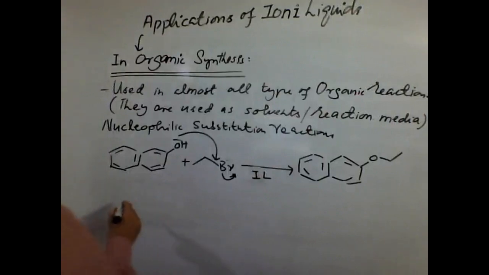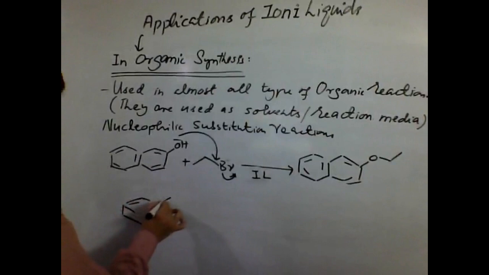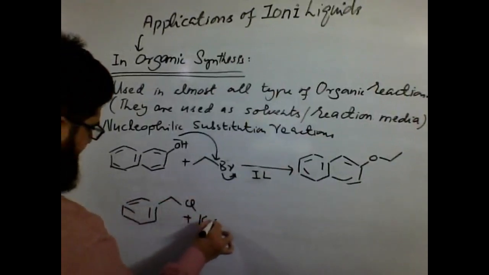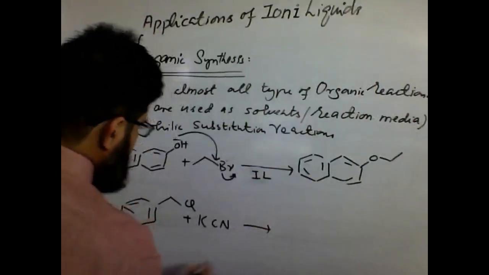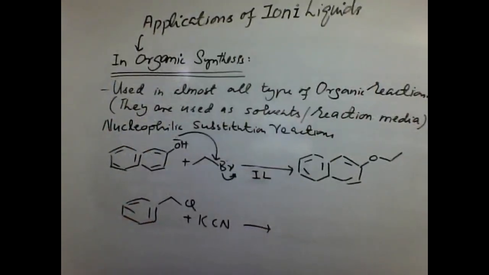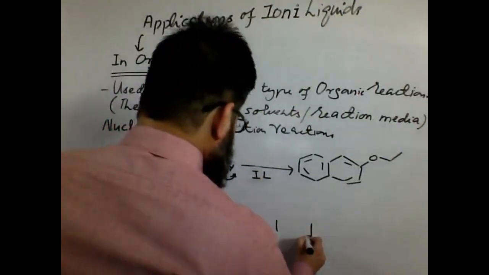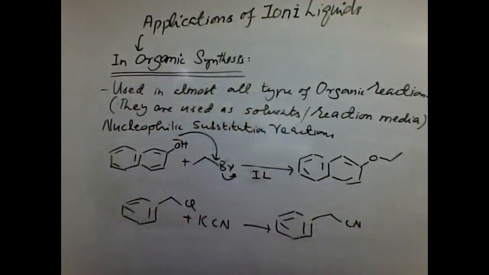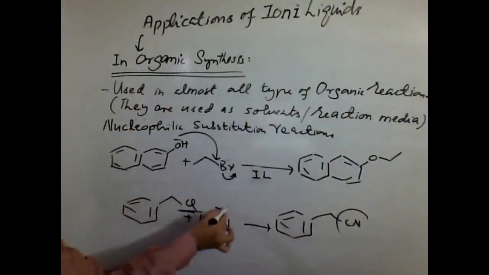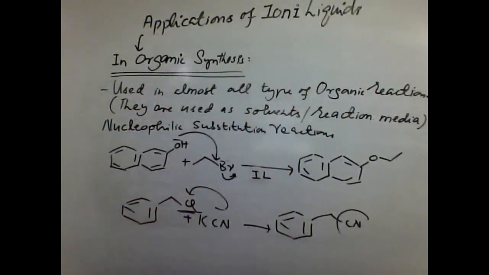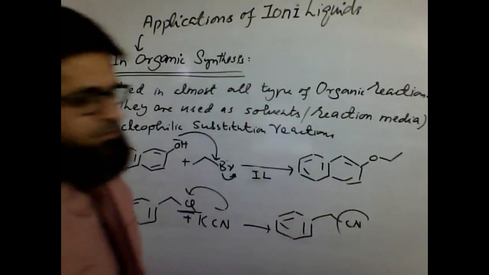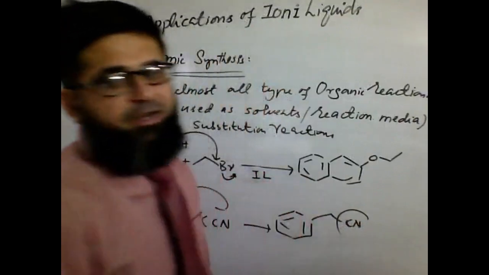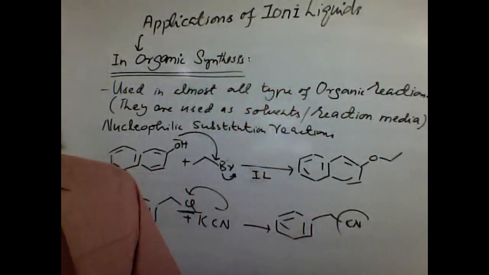A few other examples could be like, if you have a benzyl chloride and you react it with KCN, potassium cyanide, they undergo nucleophilic substitution reactions, giving us this product where cyanide has replaced this chloro. The chloride has been kicked out. So you have a cyano-carrying product, an organic compound. So this is another example of a nucleophilic substitution reaction.